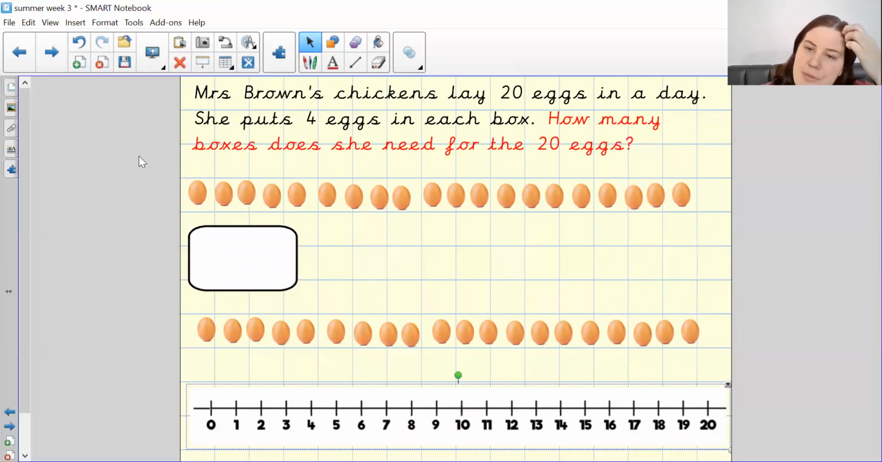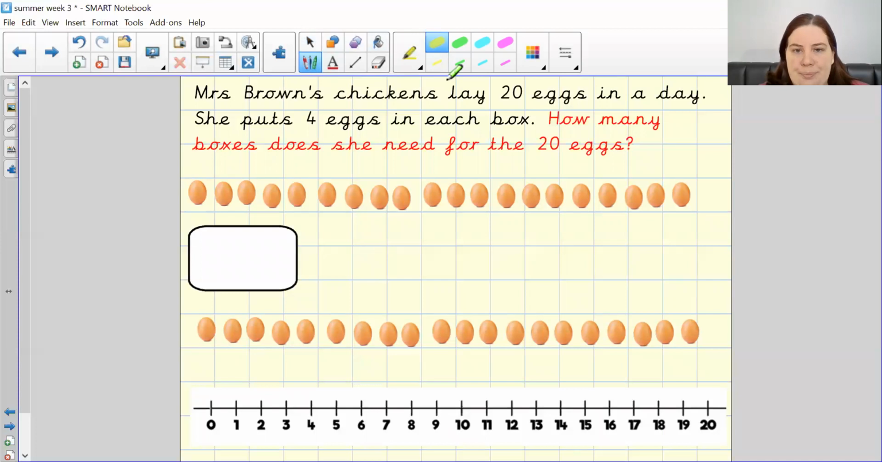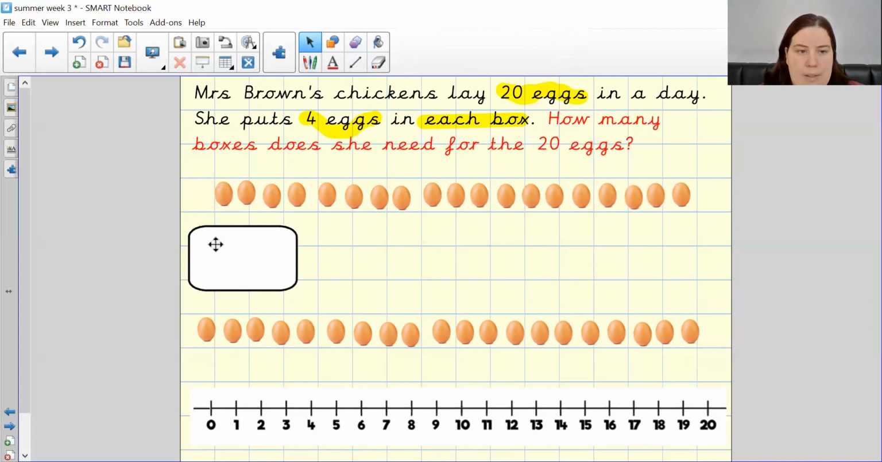So let's have a look at our first word problem for today. Mrs. Brown's chickens lay 20 eggs in a day. She puts 4 eggs in each box. How many boxes does she need for the eggs? So to solve this problem, what I'm going to do is I need to share how many? Well done if you said 20 at home, because it says 20 eggs. I'm going to highlight the key information, and she's putting 4 eggs in each box. So that means in every box I need to put how many eggs? 4. Well done.